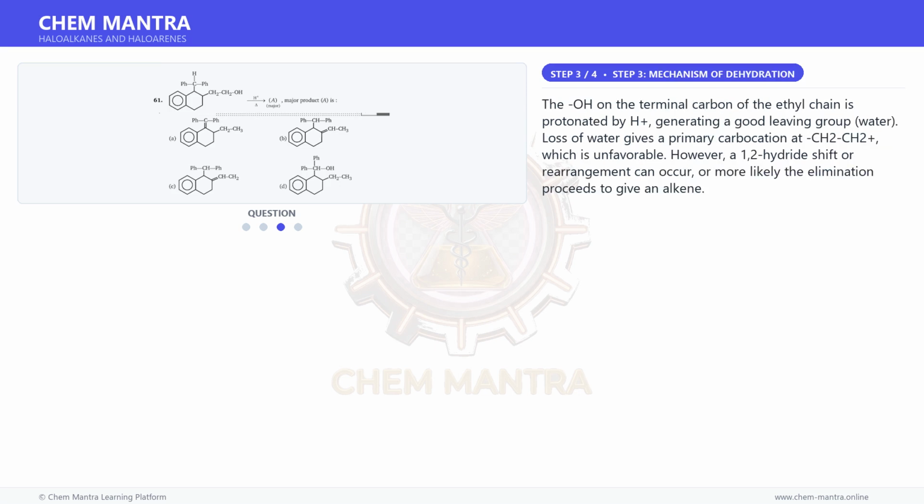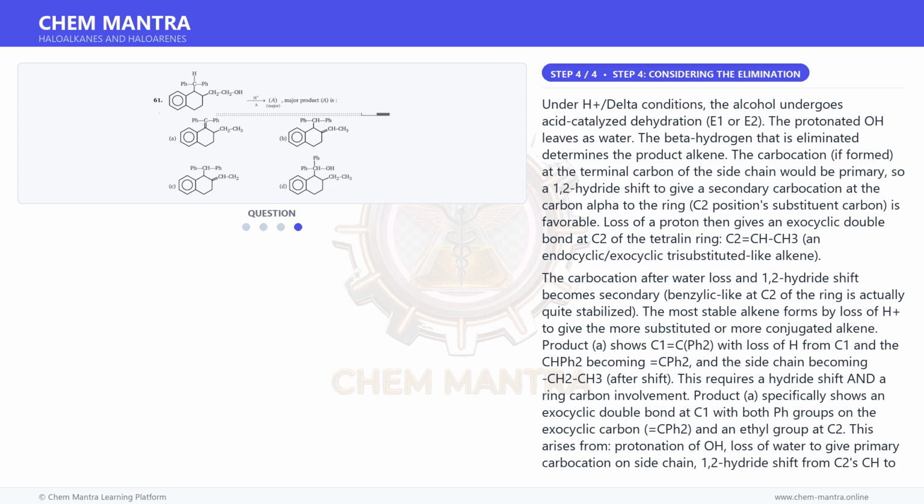Moving on to the next step. The O on the terminal carbon of the ethyl chain is protonated by H+, generating a good leaving group, water. Loss of water gives a primary carbocation at CH2CH2+, which is unfavorable. However, a 1,2 hydride shift or rearrangement can occur, or more likely the elimination proceeds to give an alkene. And for the final step.